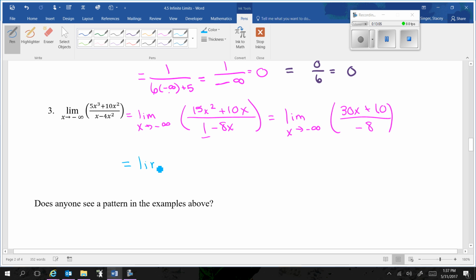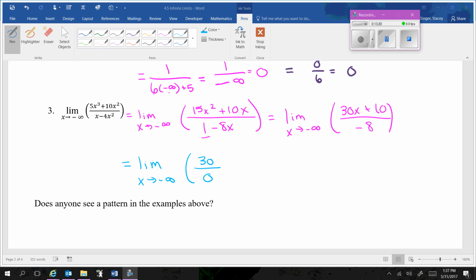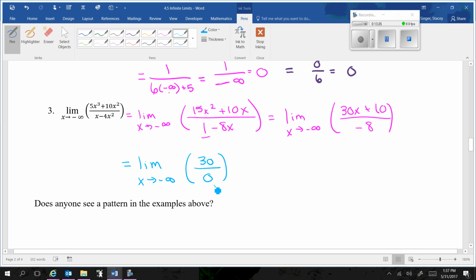So I'd have the limit as x approaches negative infinity of 30 divided by 0. I get 0 on the bottom. So there is a point where I need to stop, because I would get 0 on the bottom, so that's too far, because that makes it indeterminate, so that doesn't help. So this is as simple as I can go before I plug in negative infinity.